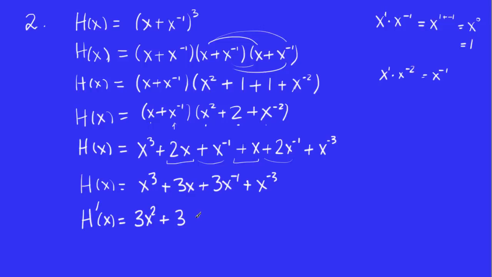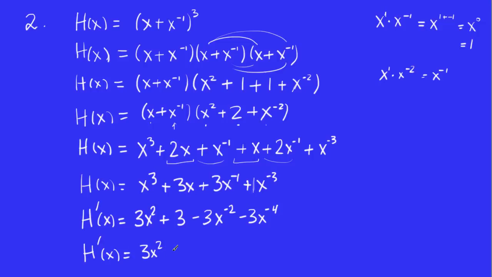And this one here, well, positive 3 multiplied by negative 1 is minus 3. X to the negative 1 minus 1 is negative 2. And here, there's like a 1 here, right? Phantom 1. Positive 1 times negative 3 is minus 3. X to the minus 3 minus 1 is minus 4. That's a good answer. Why don't we just rewrite it without negative exponents?